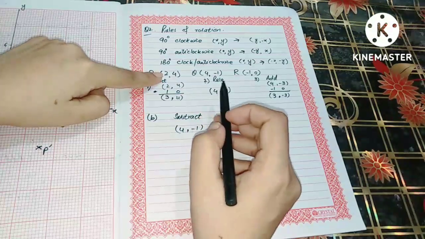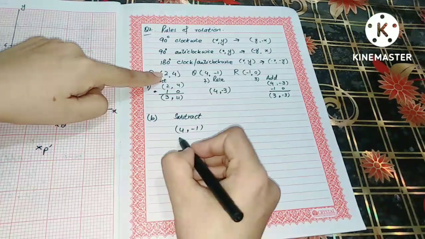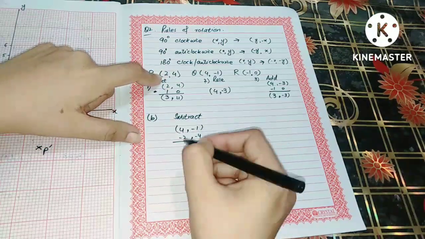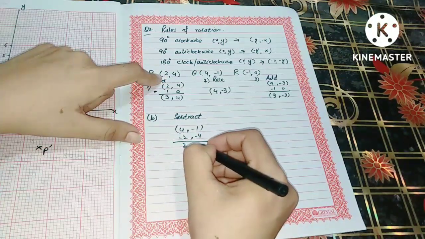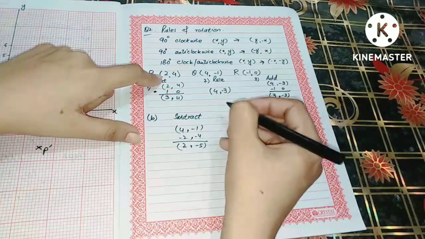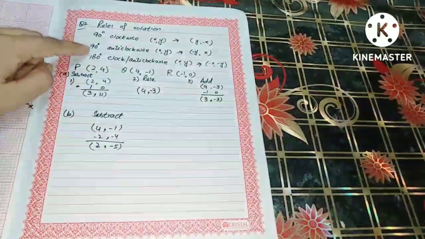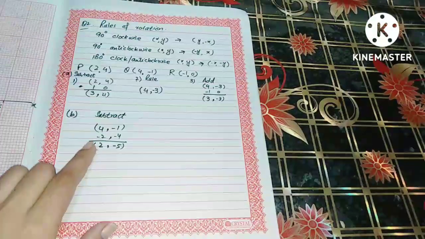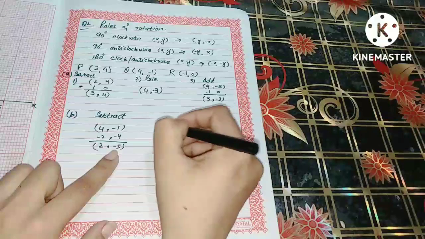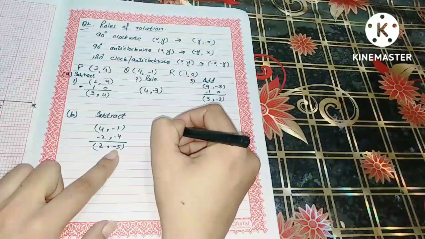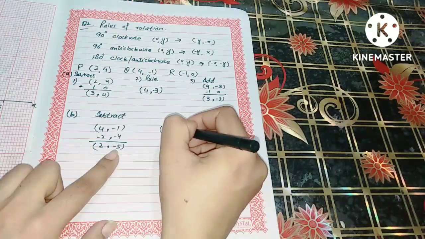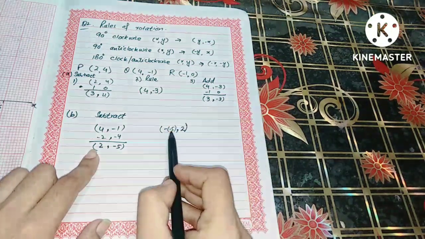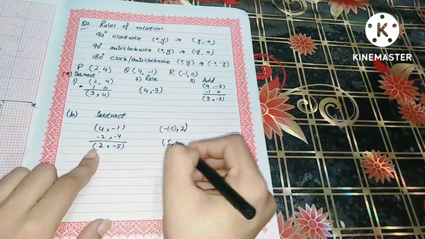When you subtract this, its signs will be changed. It's plus 2, it will become minus 2 because we are subtracting, so their signs will be changed. So you will get 4 minus 2 is 2, minus 1 minus 4 is minus 5. Now second step, you have to follow the rule. Now it is 90-degree anti-clockwise. So (x, y) will become (minus y, x). Minus y means minus y, x. Now minus minus is plus, so it will become (5, 2).